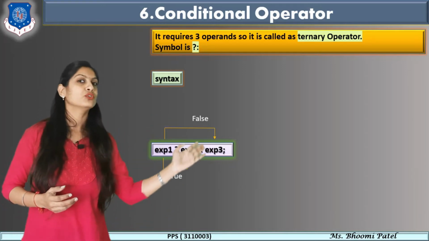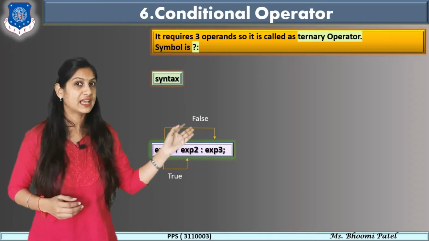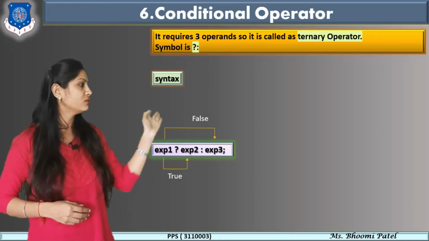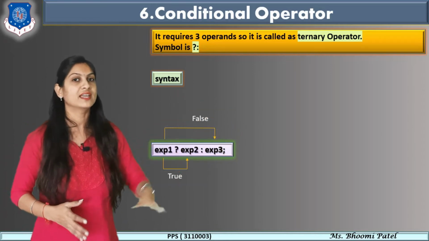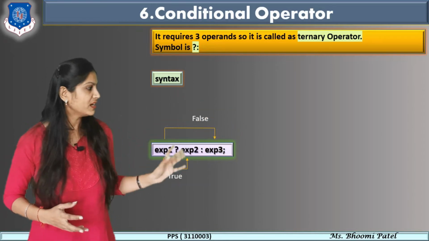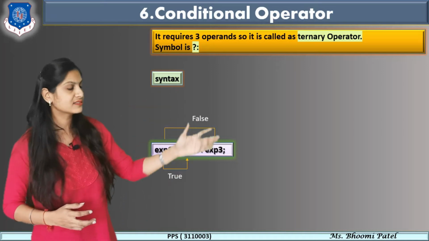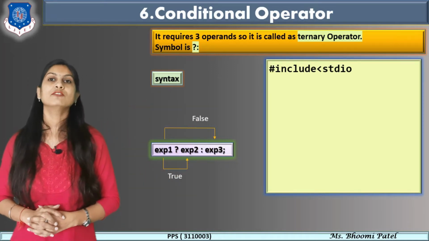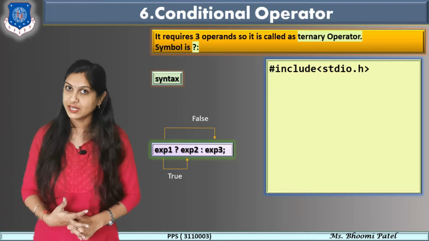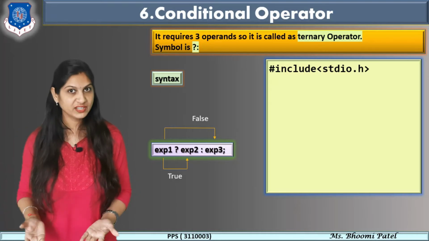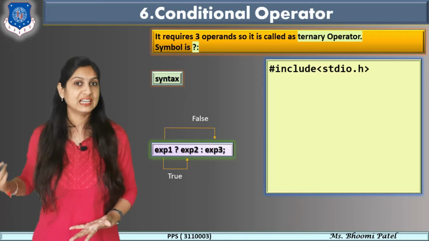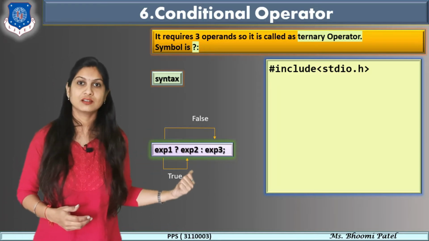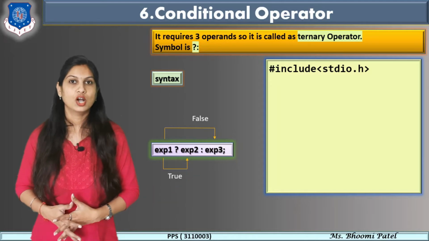So if it is true, you have to follow a question mark and then expression 2, and if the condition is false, then you have to follow a colon and then expression 3. How is it executed? Let's see in our examples. I am writing the same program for finding the maximum of 3 numbers. You can solve it using if else, using relational operators, and also you can apply these conditional operators.